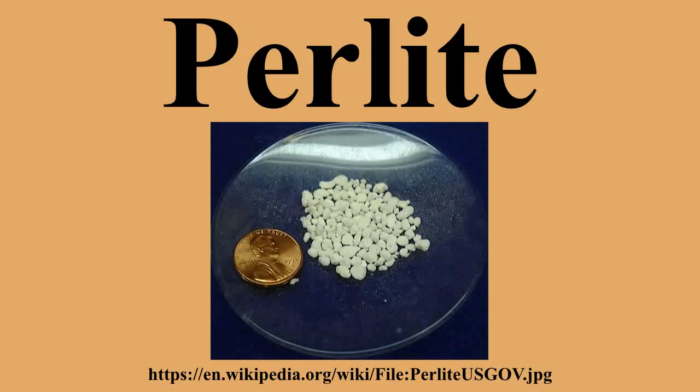Unexpanded perlite has a bulk density around 1,100 kilograms per cubic meter, while typical expanded perlite has a bulk density of about 30 to 150 kilograms per cubic meter.